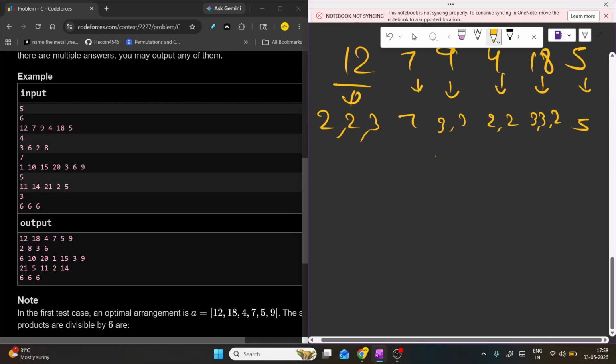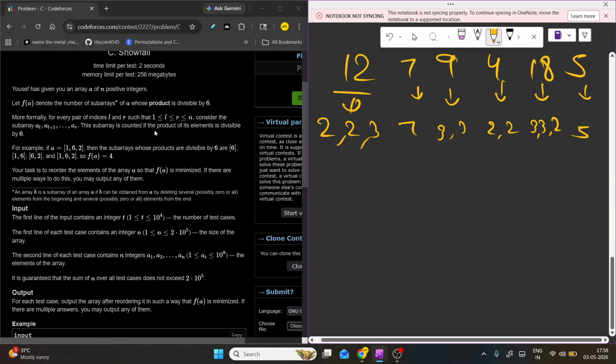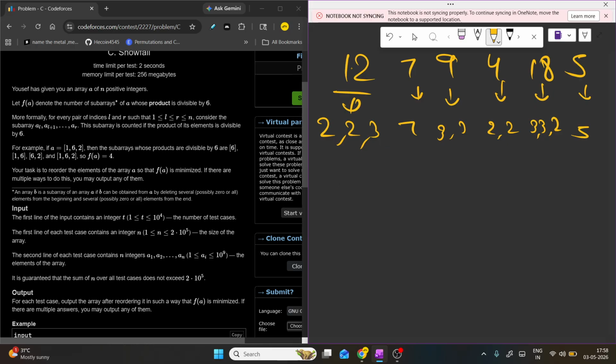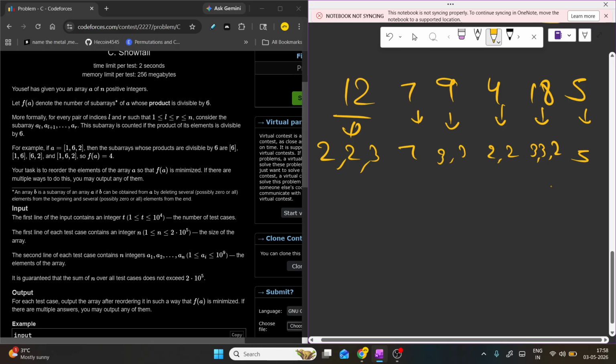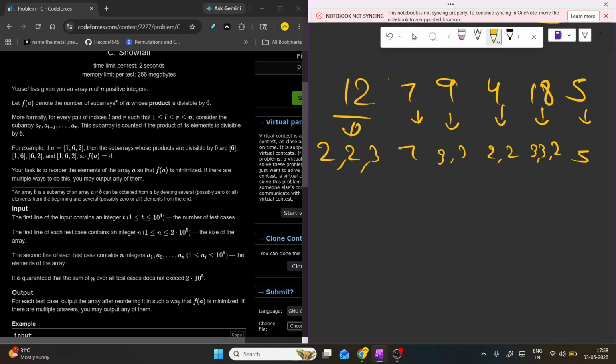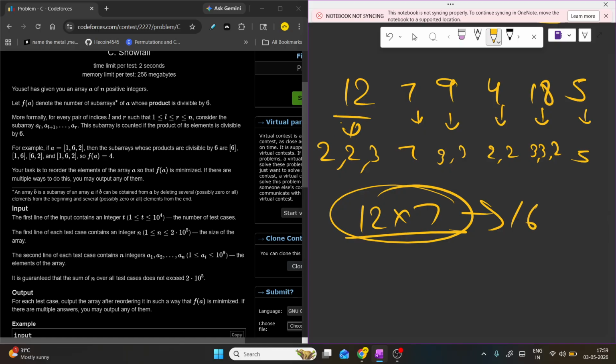Now, we have to take into consideration all these subarrays. If we are multiplying this element with this element, which means 12 into 7, this subarray would always consist of one 2 and one 3 because they are inside the 12. So this would always be divisible by 6. If we take a single element 12, that would also be completely divisible by 6 because it consists of one 2 and one 3. So any subarray which contains 12 would always be divisible by 6.